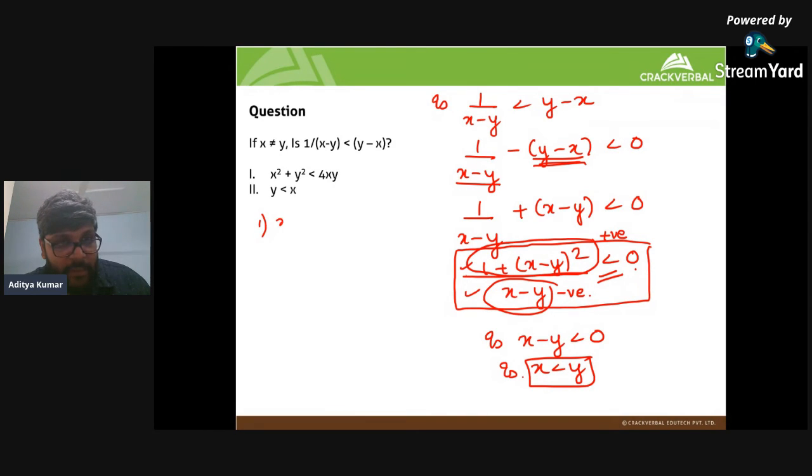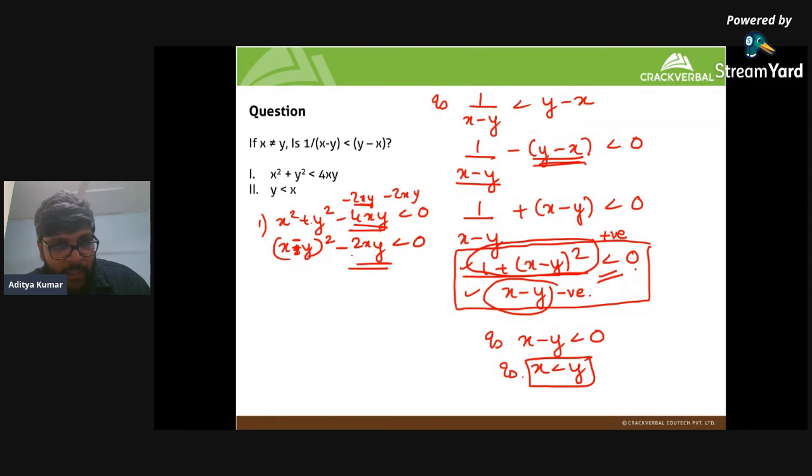So if I go to the first statement, x square plus y square, I'll directly take the 4xy on the left hand side, is less than 0. So what I can do here is I can write this as (x minus y) whole square minus 2xy is less than 0. Agree? So you see what I'm doing? I'm just splitting this minus 4xy as minus 2xy minus 2xy. And x square plus y square minus 2xy is (x minus y) whole square minus 2xy. So you see this is a positive value, right?